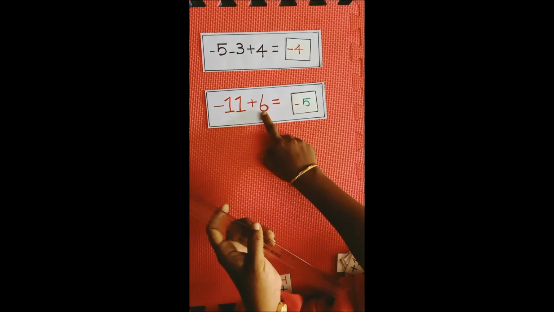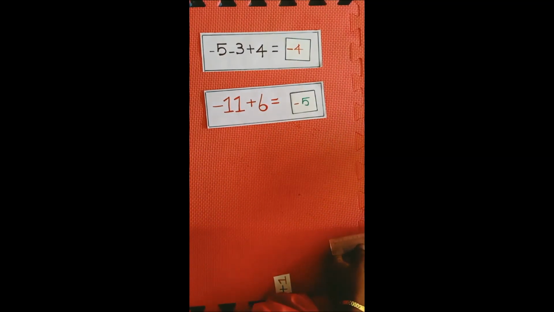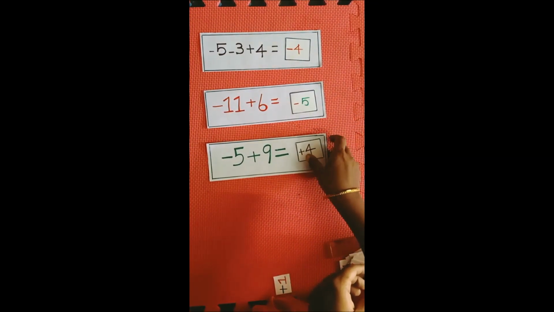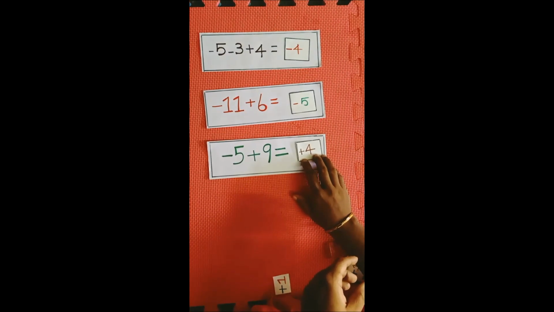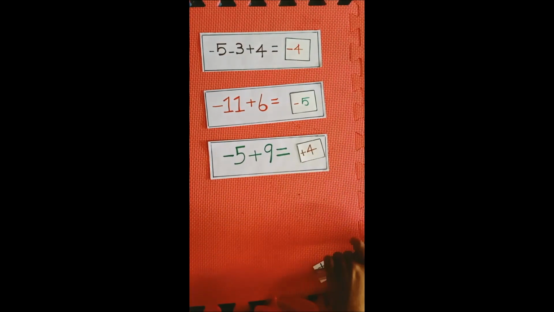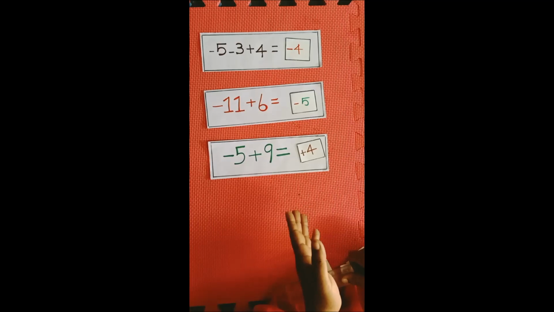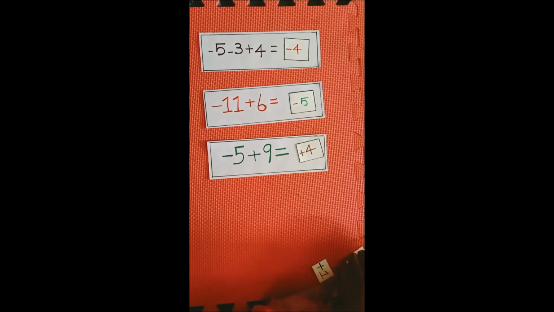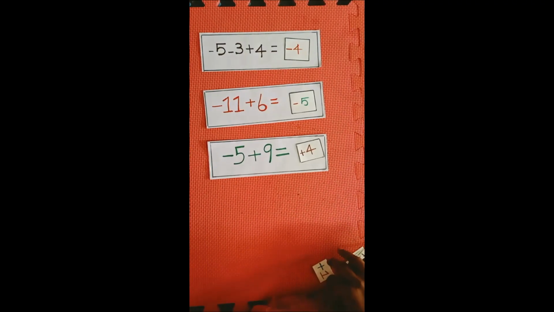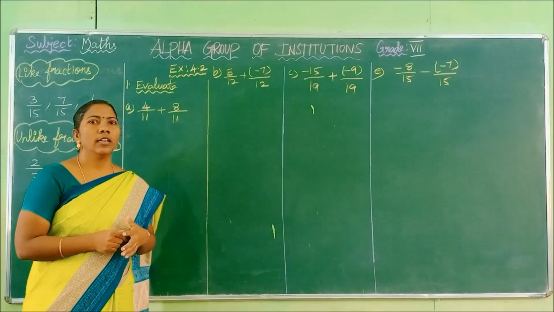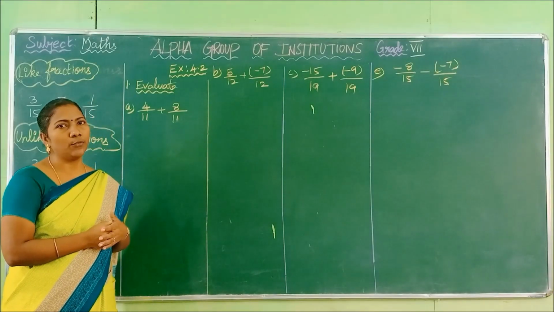Also, minus 11 plus 6 equals minus 5, and minus 5 plus 9 equals plus 4. I hope you have understood clearly how to add integers by using the minus 1s and plus 1s. Okay, thank you, children. Let us see the problems from exercise 4.2.